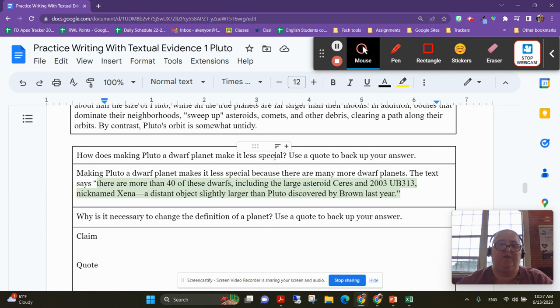How does making Pluto a dwarf planet make it less special? Use a quote to back up your answer. And it won't always say this, but this is always implied with an English question. So, making Pluto a dwarf planet, notice I repeated what it said in the text in my claim, makes it less special because there are more dwarf planets.